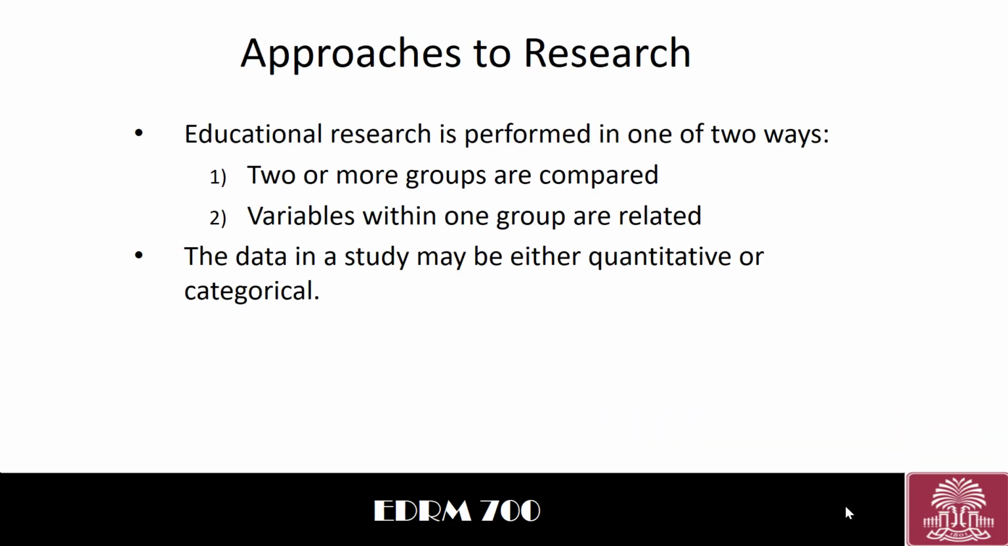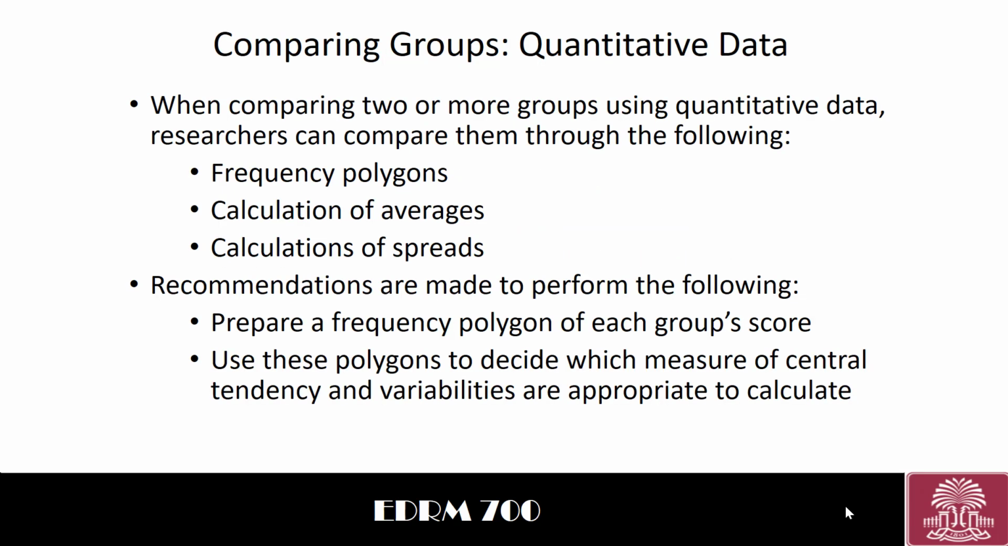Normally, educational research is performed in one of two different ways. You can either compare two or more groups, or you can look at related variables within one group. Furthermore, the data in any study can be either quantitative or categorical. We are going to discuss both quantitative and categorical data today.